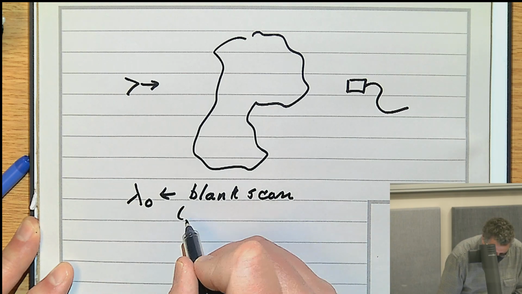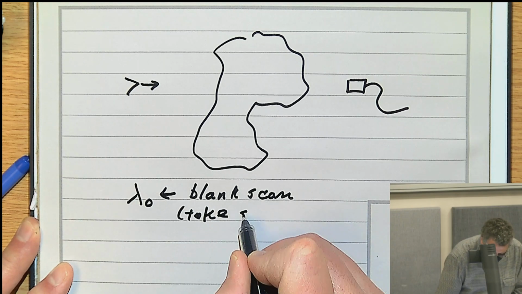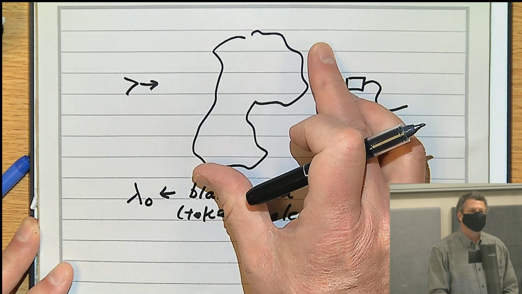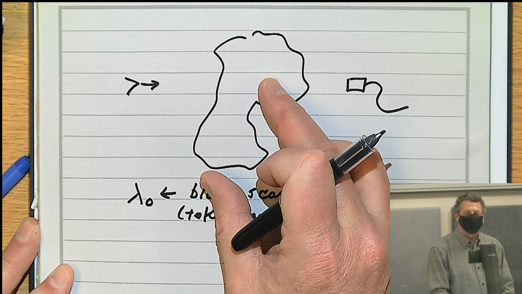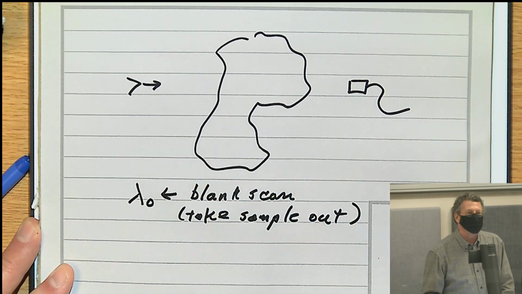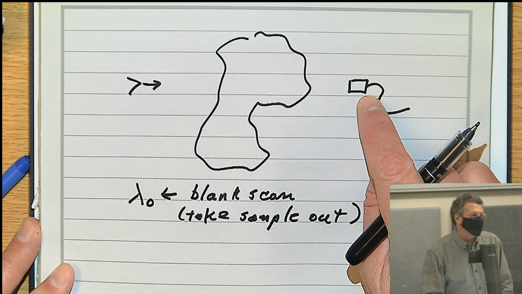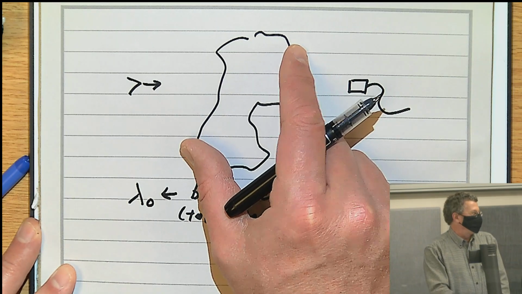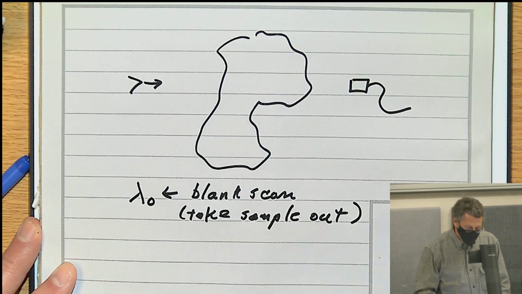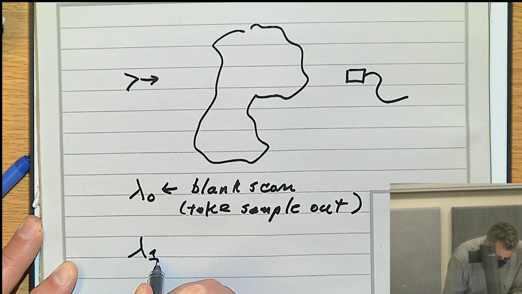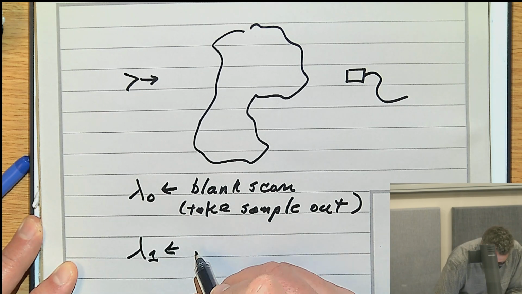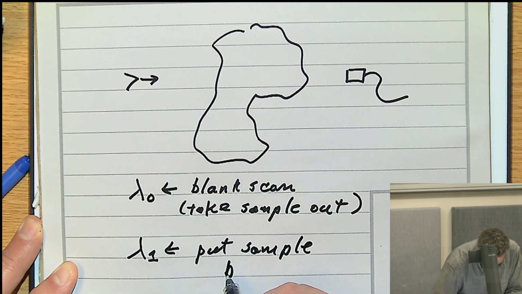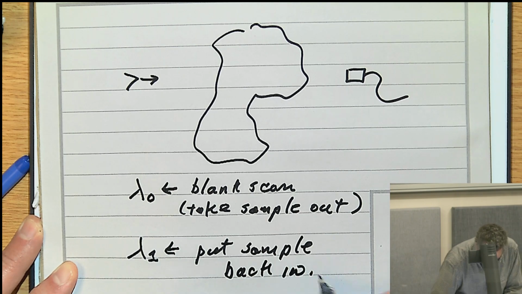You take the sample out. So what you do is you just remove the sample. You take it out, okay? And you make a scan without the sample there. And it gives you some baseline measurement of the intensity of the X-rays when the sample's removed. Is that clear? Does that make sense? And then you measure lambda 1. This is put the sample back in.